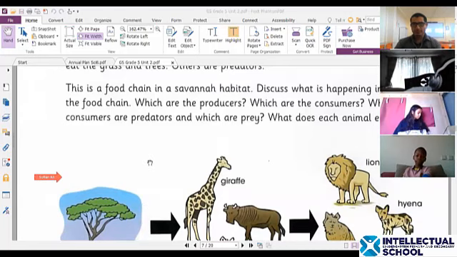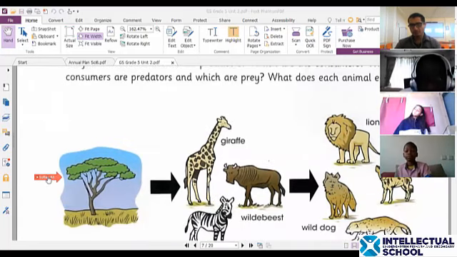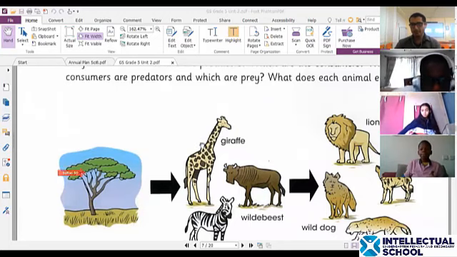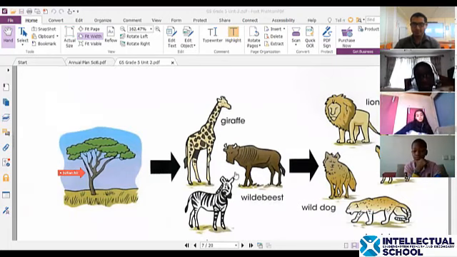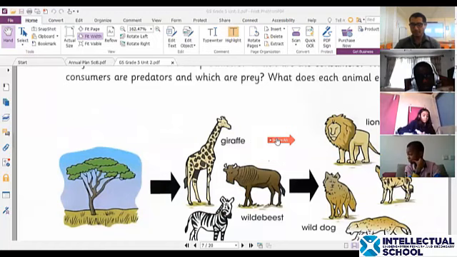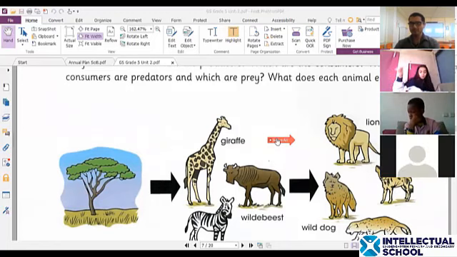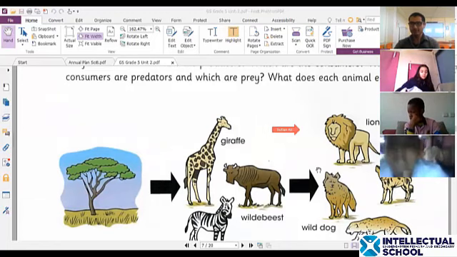So if we see the first question, which are the producers? There is only one producer here. This very beautiful tree is the producer. And which are the consumers? All the other animals other than this tree, giraffe, wild dog, cheetah, zebra, these are all different types of consumers. Actually, this wild dog is also known as hyena. It looks like a hyena, and hyenas are also very abundant in Ethiopia.